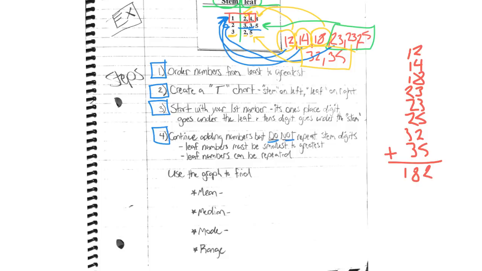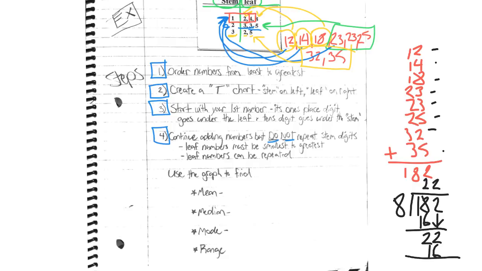And now that's not my mean. I have to divide that by the number of numbers. So up here we have 1, 2, 3, 4, 5, 6, 7, 8 numbers. So I have to do 182 divided by 8. Okay, 8 goes into 18 2 times. That gets 16, and then we're going to subtract. We get 2. We're going to bring down our 2. 8 is going to go into 22 2 times again, and so we get 6.